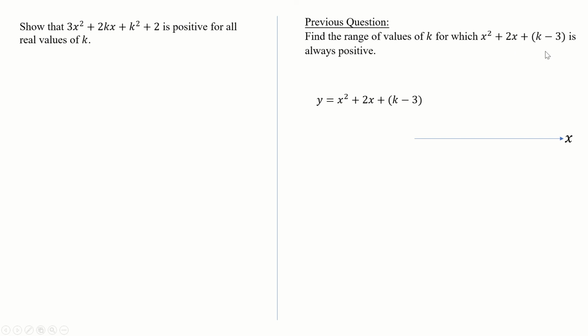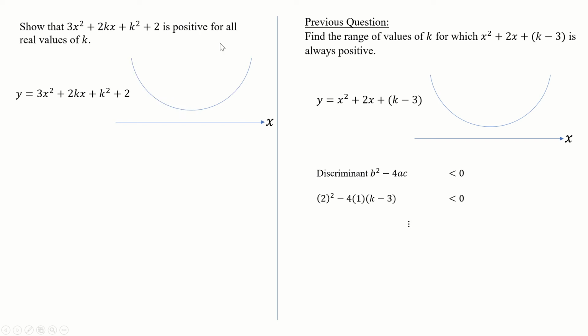So for this expression to be always positive, we need this graph to lie entirely above the x-axis, like this. So this is what we want. If this holds, we can also observe that this graph does not cut the x-axis at all. So if it does not cut the x-axis, we know that the discriminant b squared minus 4ac is less than 0. Using this, we can just do the substitution and find the range of values of k. We substitute b is 2, a is 1, and c is k minus 3 to find the range of k. So now let's go back to the new question.